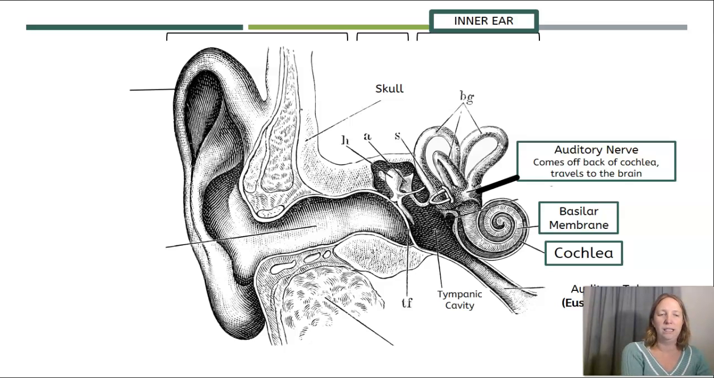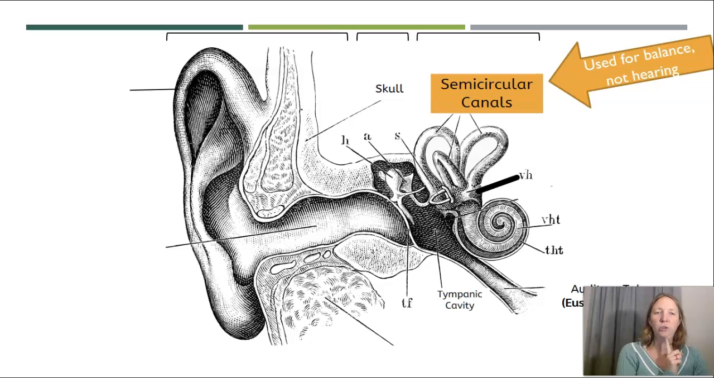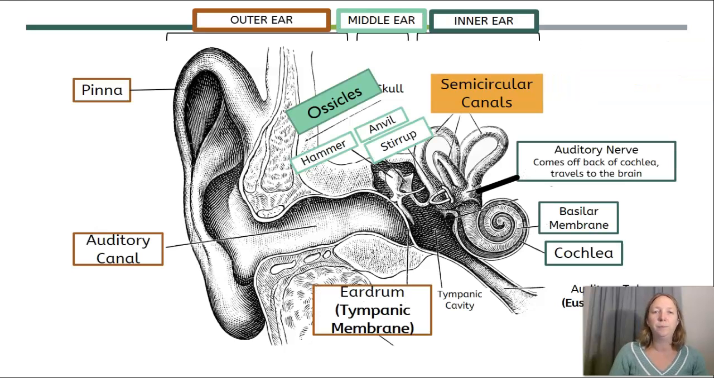So we'll get more into that in a little bit, but in case you missed any, oh wait, I forgot, there's one more thing. This structure is the semicircular canals. These are not used for hearing, they are used for balance. So it's important to note on the diagram, but we'll talk about that, I believe, in the next lecture when we talk about the body's sense of balance. In case you missed anything, here are all of the parts one more time.